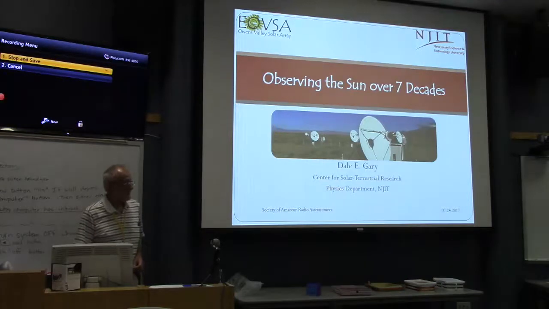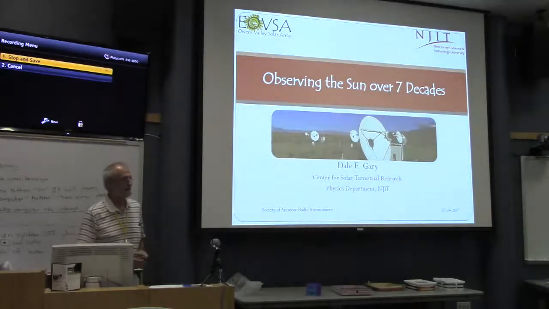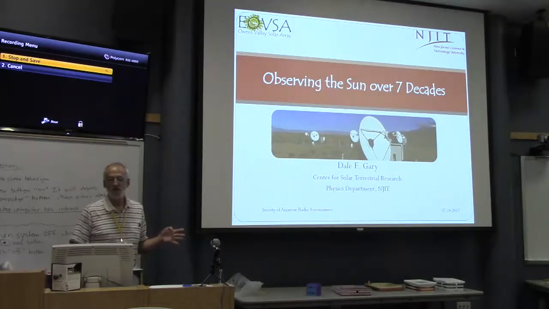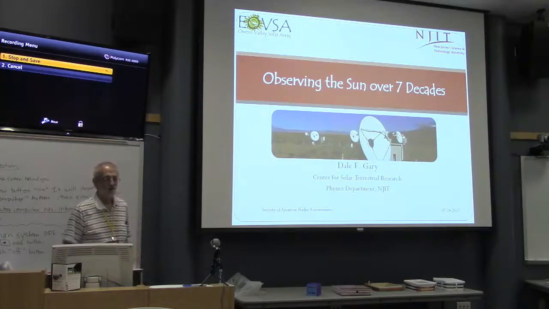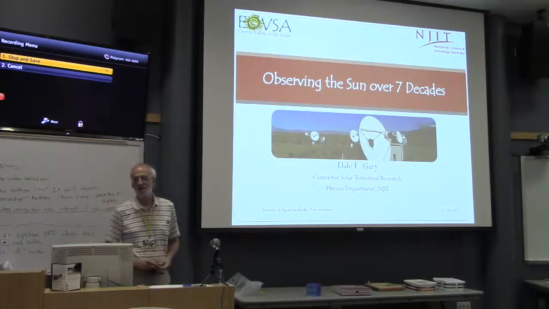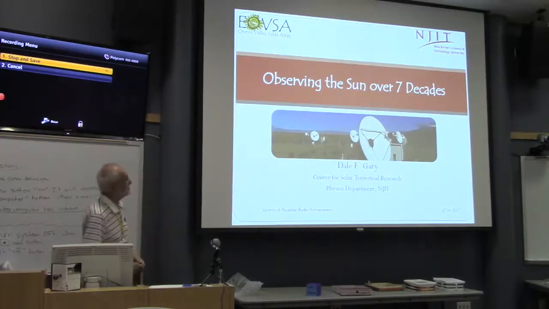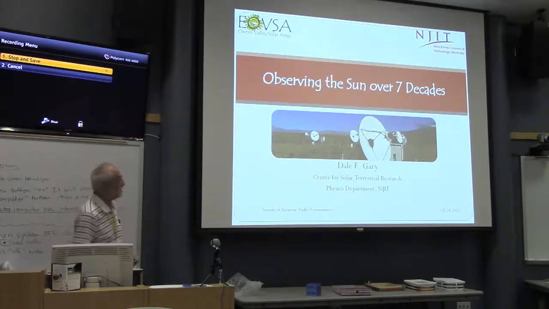But at the same time, I realized that these 7 decades of frequency that we can call radio frequencies, from about 20 kilohertz up to hundreds of gigahertz, that's 7 decades of frequency, but it's also been about 7 decades of time since the sun was recognized to be a radio source. So I thought I'd try to put those things together and talk about observing the sun over 7 decades of frequency and time, both senses of the word.